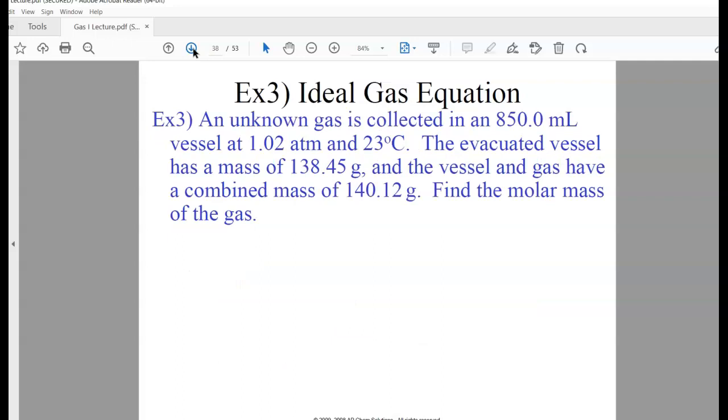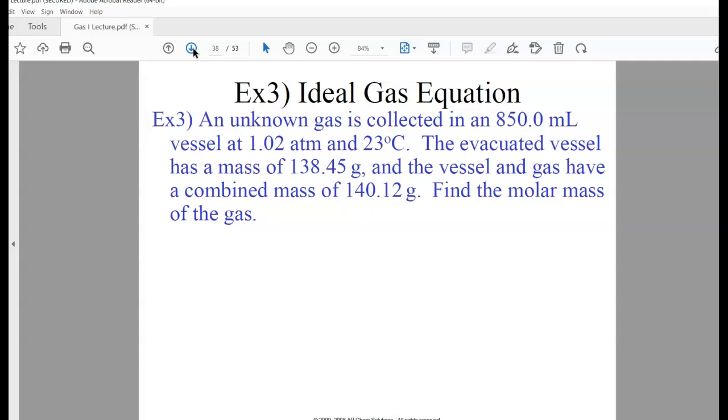Okay, this is a good one here. I would say try it. There will be one like this on your test, finding a molar mass of a gas. You can go ahead and pause the video and try this. All right, an unknown gas is collected in an 850 milliliter vessel at 1.02 atmospheres and 23 degrees C. The evacuated vessel has a mass of 138.45 grams before the gas was collected, and the vessel and gas have a combined mass of 140.12 grams. Find the molar mass of the gas.